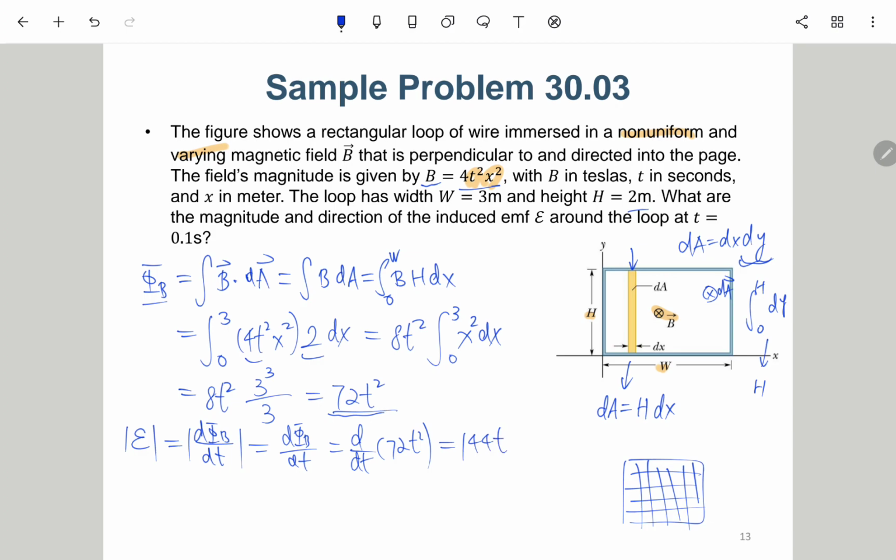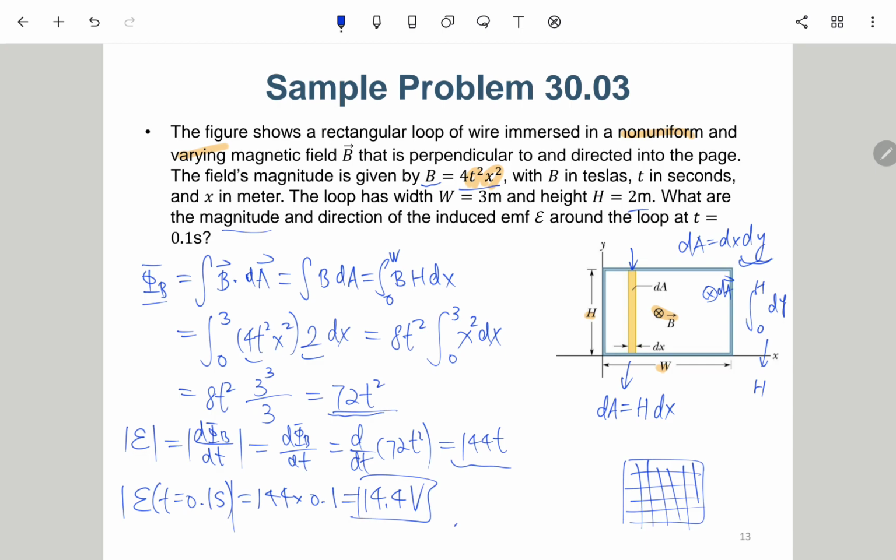And then here we need to find the magnitude of the EMF at time t equals 0.1 second, which is 144 times 0.1, which means we just substitute t by 0.1. So here we have 14.4 volts. This is the magnitude of the induced EMF.